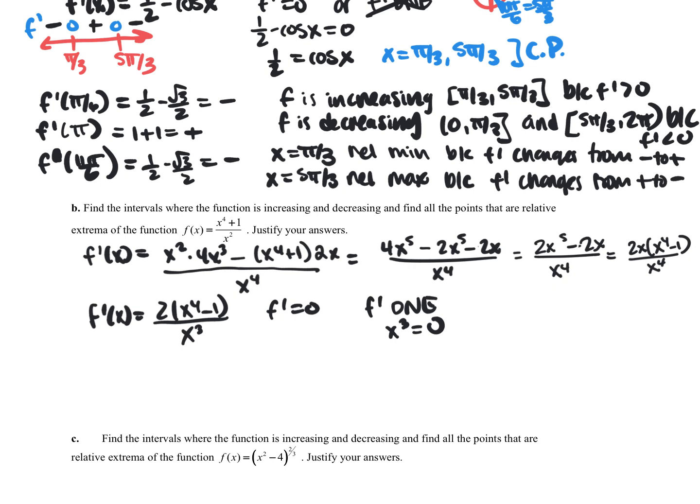The fraction will be 0 when the top is equal to 0. So we're going to get a critical point from here. We'll get 2, because if you set that equal to 0, you'll get plus or minus 1. And then it will not exist when x is equal to 0.